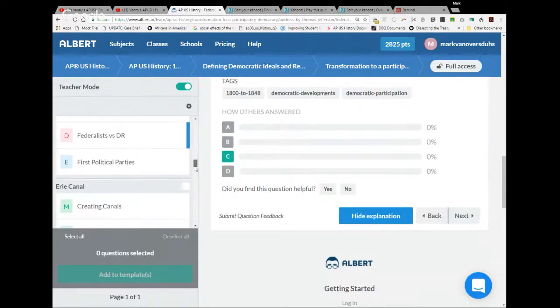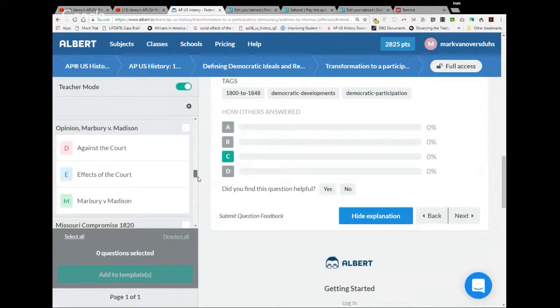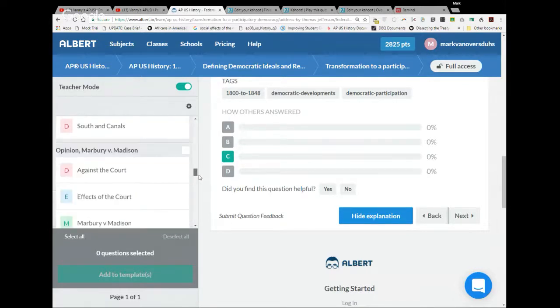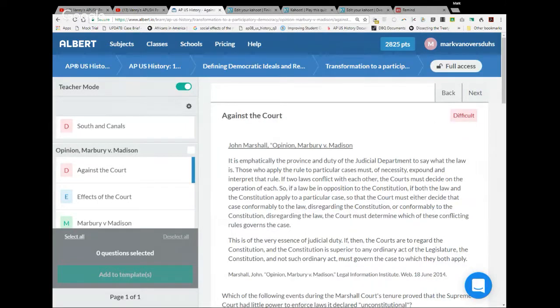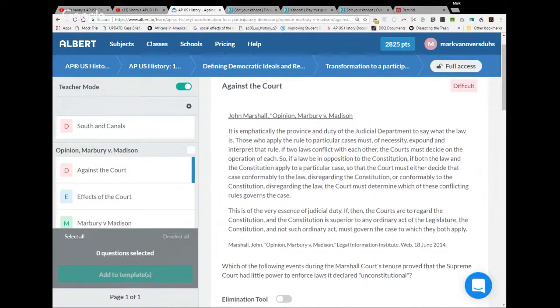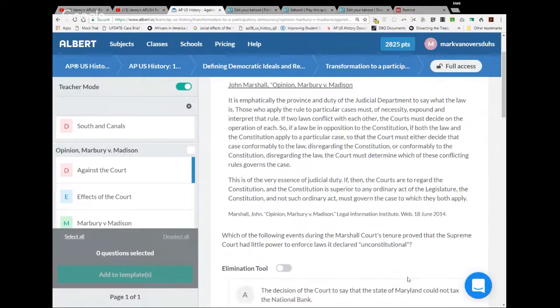Let's take a look at another question. Let's take a look at Marbury versus Madison. So remember, first glance at the question. Which of the following events during Marshall Court's tenure proved that the Supreme Court had little power to enforce laws it declared unconstitutional? So we look at the answer choices next.